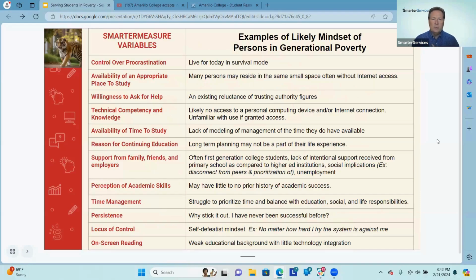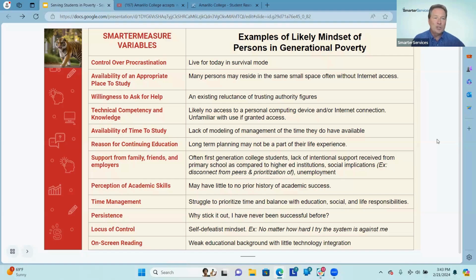So here's a screen that we kind of breezed past because we were running out of time in the first session, but I want to take a little bit deeper dive here. What's there on the left are the SmarterMeasure variables. So for your schools that are using SmarterMeasure, you've got this data for each student. You've got a quantitative metric of their degree of this variable, right? And if they are low on this variable, boy, you really need to have a conversation with them about it.